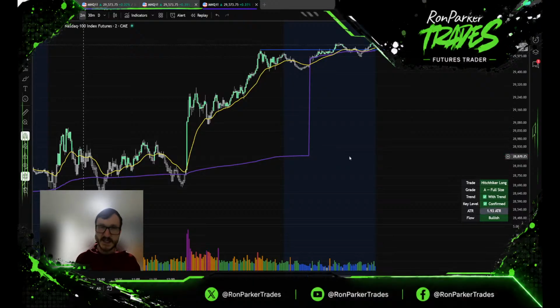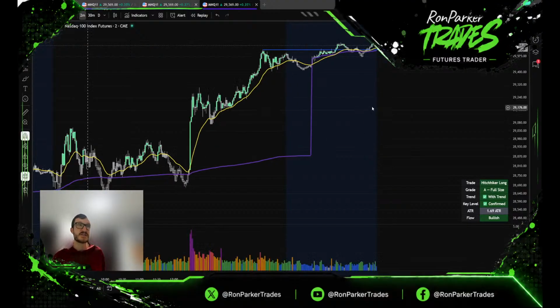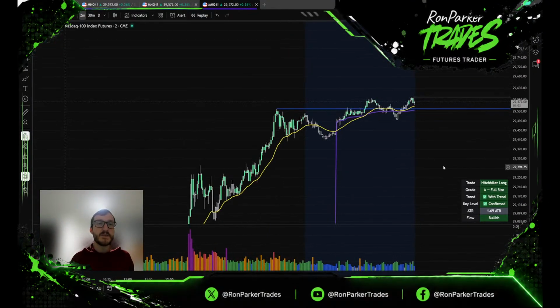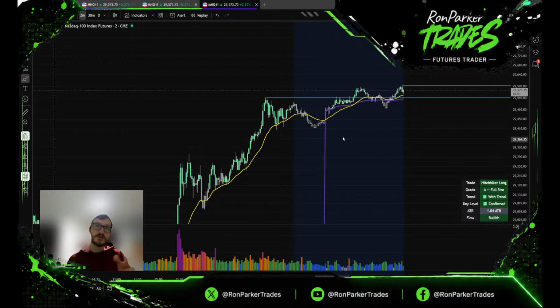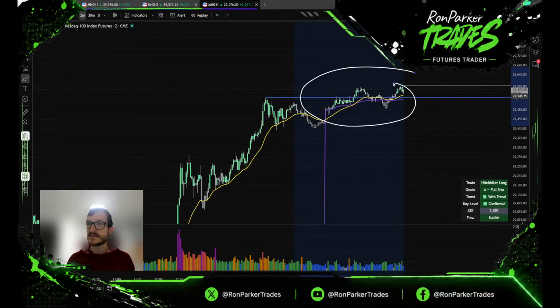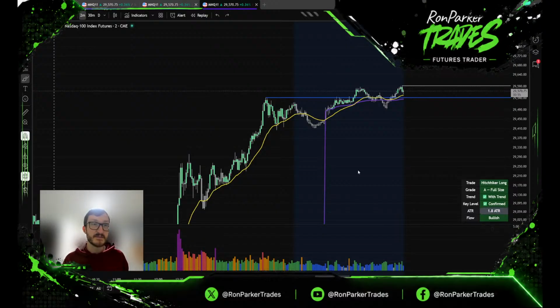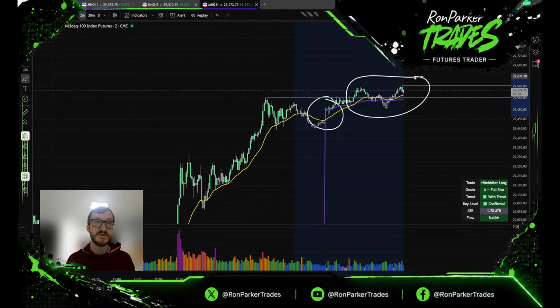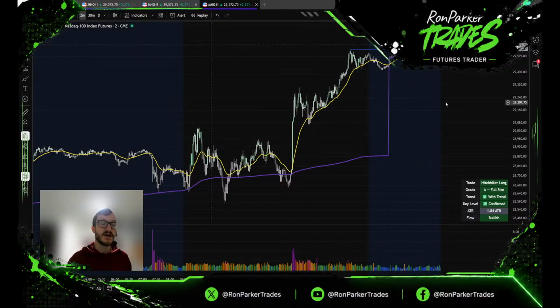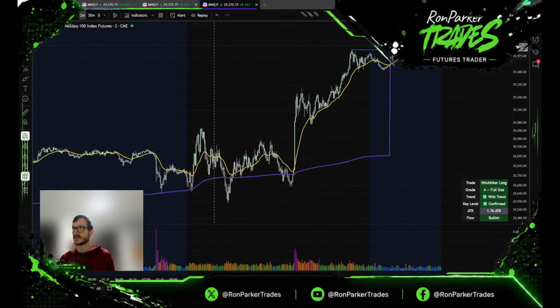Because it resets every session, VWAP is a little less accurate at this time because VWAP is calculated from when it reset. So if it resets right here, there's really not much data in these few candles to give it enough information to give you a fair value price besides just that price action alone.